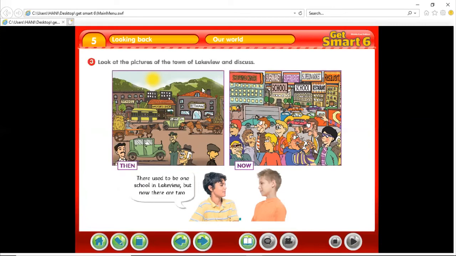As an example, look at the restaurants, for example. How many restaurants here? I can see, come closer to the picture. Yes, this is one restaurant. Let's see here, how many restaurants? This is 1, 2, that's it. So I'm going to say like this, there used to be one restaurant in Lakeview, but now there are 2 restaurants. Like this we do. So you compare between life in the past and life at present in this city, Lakeview. It's very easy, by the way.